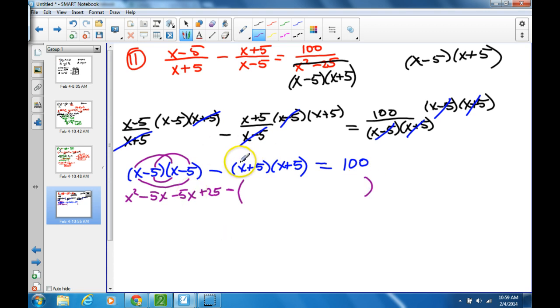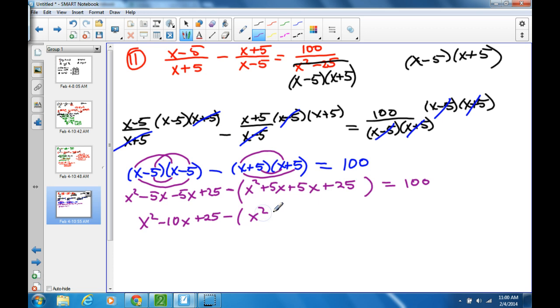Once again, x times x is x squared. Then we have 5 times x, and then another 5 times x, and then 5 times 5 is 25, equals 100. So let's simplify this out. We have x squared minus 10x plus 25 minus x squared plus 10x plus 25 equals 100. Now, what happens with this second polynomial because we have this negative sign in front?